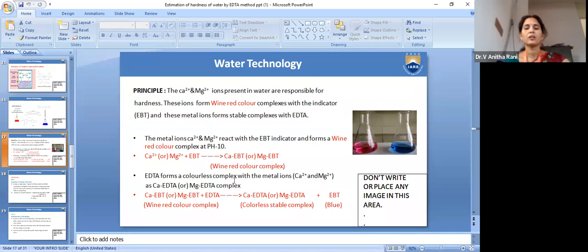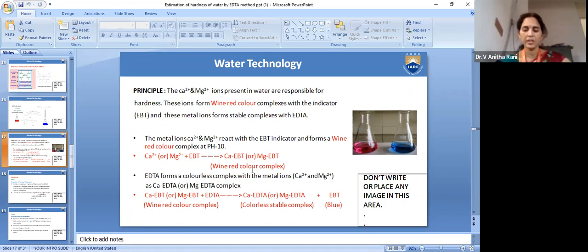So EDTA forms a complex with either calcium or magnesium, which is a colorless stable complex, but it appears blue. Why? Because of the EBT indicator we are using. So immediately the color changes from wine red to blue. This is the principle of the EDTA method, estimation of hardness of water by EDTA method.